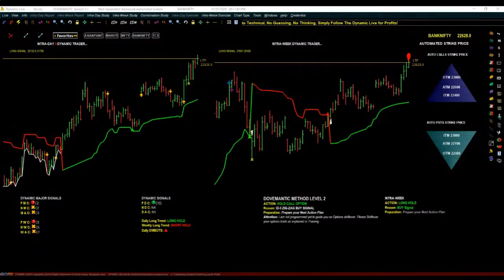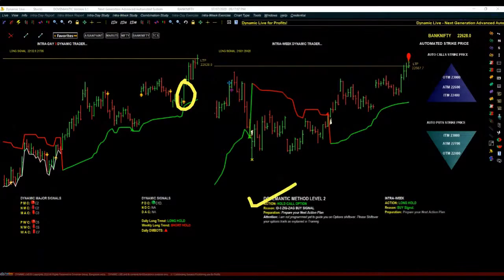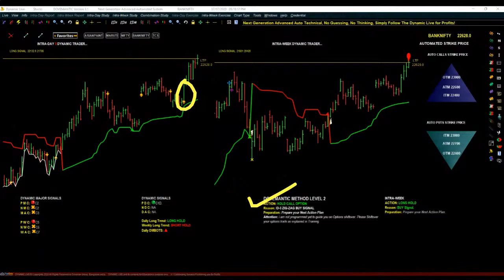Let me give you a small example here. Now, at this point today, it was very clearly written as buy call option now. So once it said buy call option now, we bought a call option. I bought a 22,800 strike price call option at around 140 rupees premium. Now after buying this call option, what happened was the price started increasing. When the price reached around 22,500 ranges, this symbol appeared.